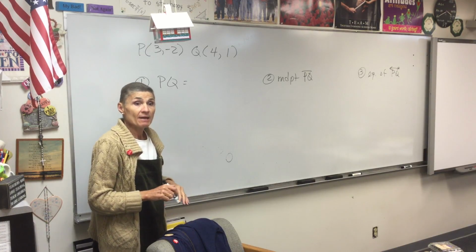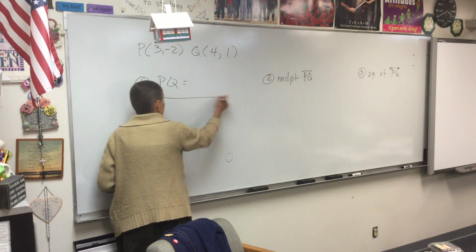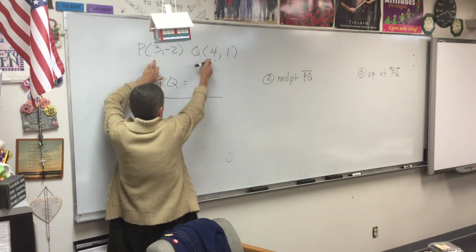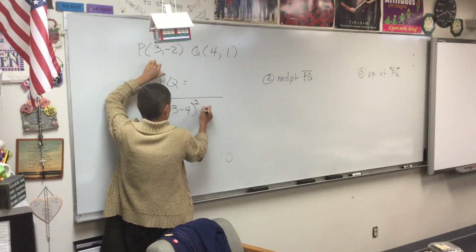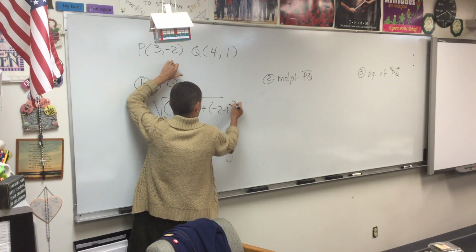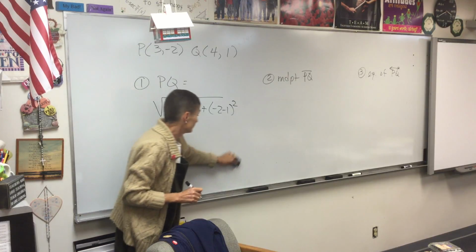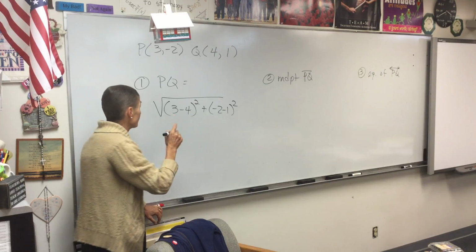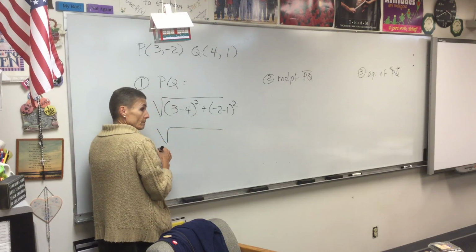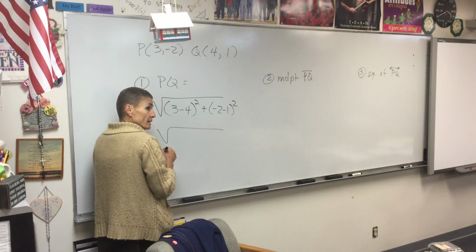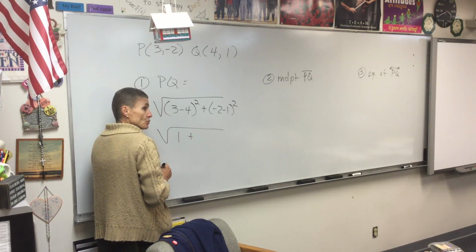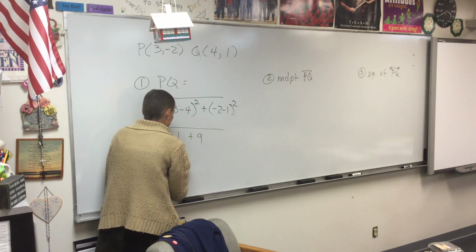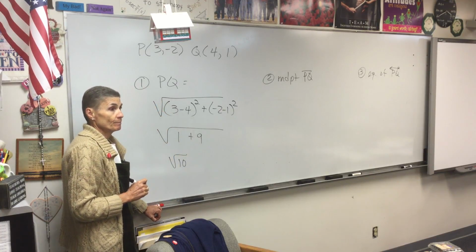Find the distance. And the distance, remember, is a square root. And under the square root goes (3 minus 4) squared and (-2 minus 1) squared. Everybody remember this? Let's get those cobwebs out. So we have (3 minus 4) squared would be 1, and (-2 minus 1) squared would be 9. So our answer is the square root of 10.